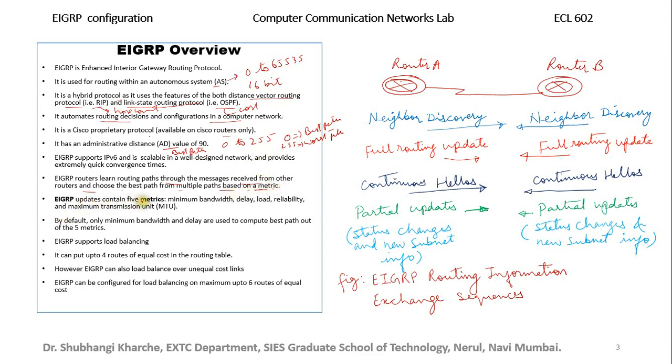EIGRP updates contain 5 metrics: minimum bandwidth, delay, load, reliability, and maximum transmission unit. But out of these 5 metrics, EIGRP considers the minimum bandwidth and delay to calculate the minimum cost to reach the destination. By default, only minimum bandwidth and delay are used to compute the best path. EIGRP supports load balancing, that is, it will allow equal traffic over two paths which have the same metric.